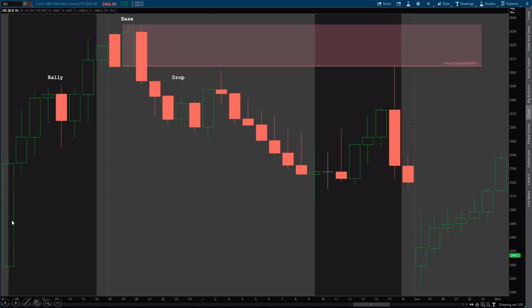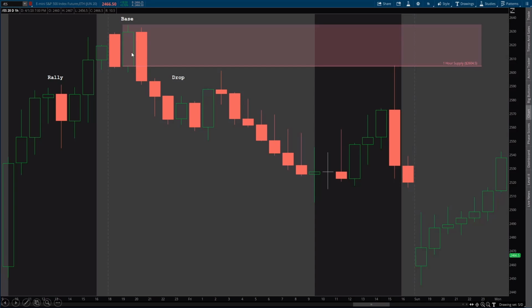So we have a rally. This whole day, this is the E-mini hour chart. We had a rally. Then we based out up here, and then we look for that drop. And here's the drop. So this basing candle right here, it also looks a little sandwiched. It looks like it's in between a hot dog bun.